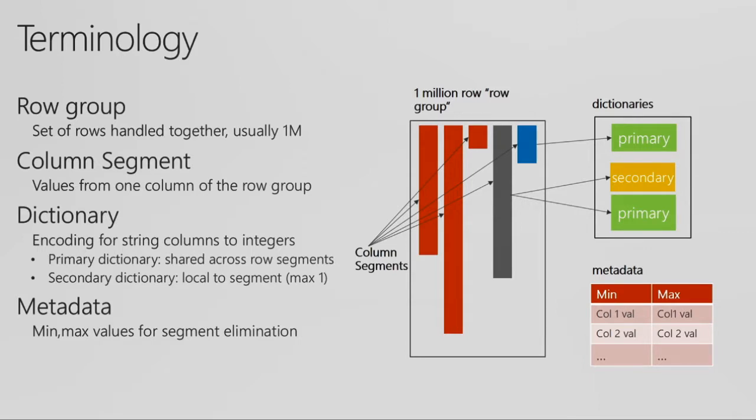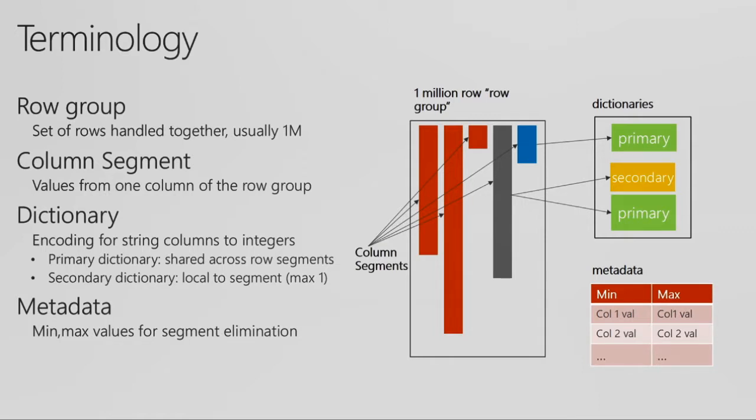So let's begin by establishing some terminology. A row group is basically a set of rows that are handled together by the column store. The maximum a row group can grow to is 1 million rows. It's actually 1,048,576, which is basically 2 to the power of 20. So that's the precise number. The maximum is the ideal number, but we don't always get that, and we'll get into details of all that subsequently.